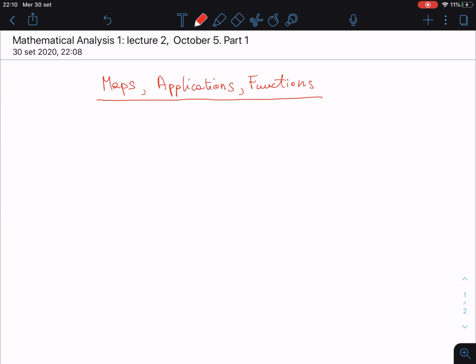So what is a function? I give you the abstract definition. This definition is extremely important. I want you to learn it by heart, but not only by heart, you have to understand it at a deep level. So what is a map?